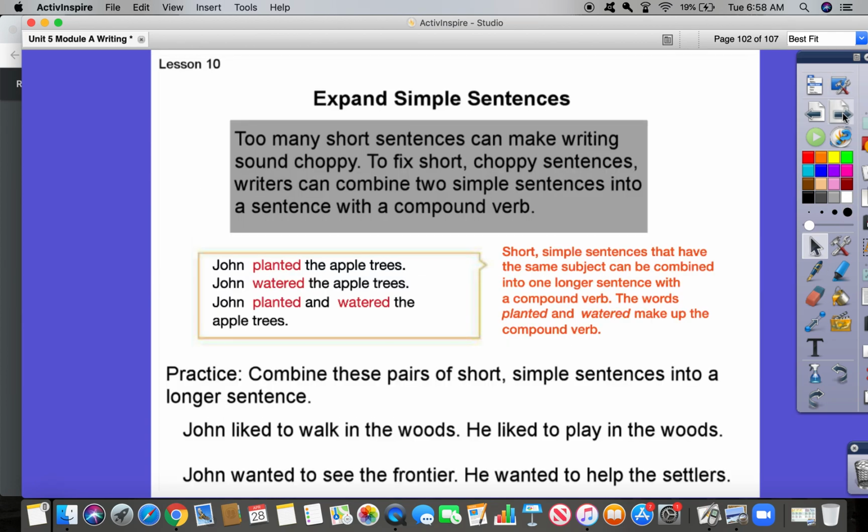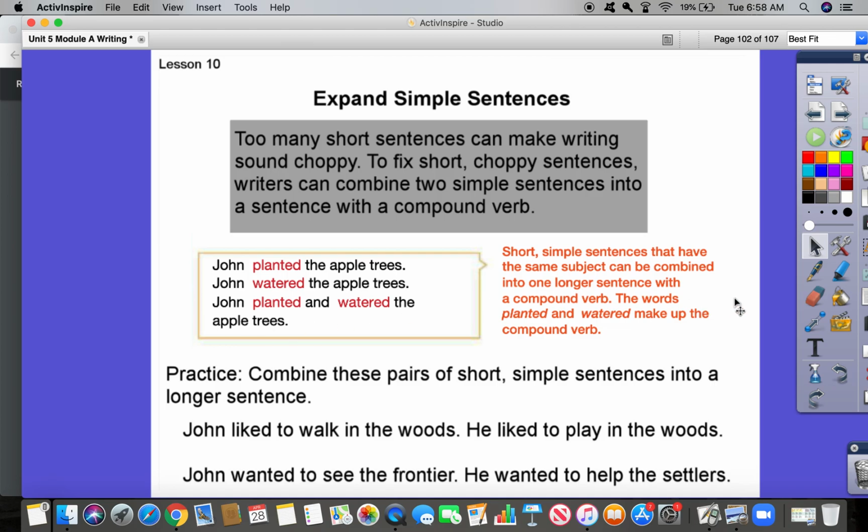Expand simple sentences. Too many short sentences can make writing sound choppy. To fix short, choppy sentences, writers can combine two simple sentences into a sentence with a compound verb. Let's look at our examples. John planted the apple trees. John watered the apple trees. John planted and watered the apple trees.